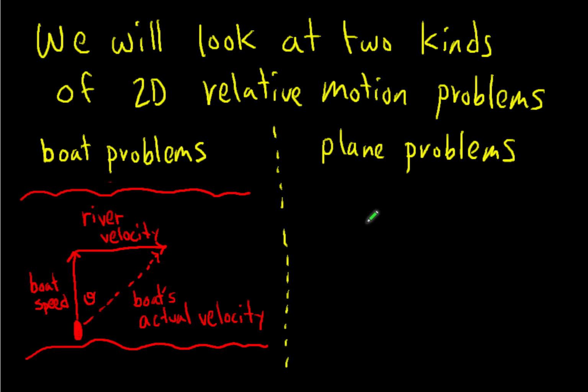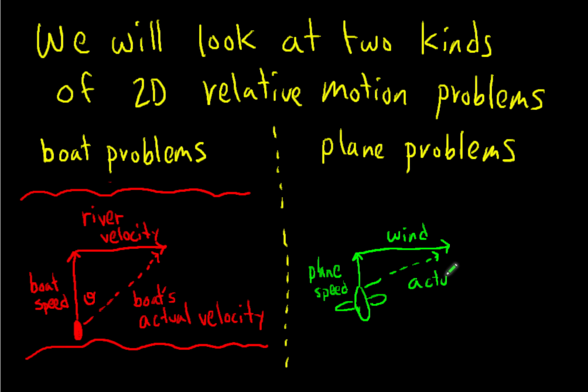In plane problems, we have much the same situation. You have a plane applying its speed in a particular direction. However, we have to take into account the wind speed as well. As a result, the plane ends up at an angle to where it actually was pointing. Its actual velocity is at an angle to its direction of motion. This is best understood through examples.